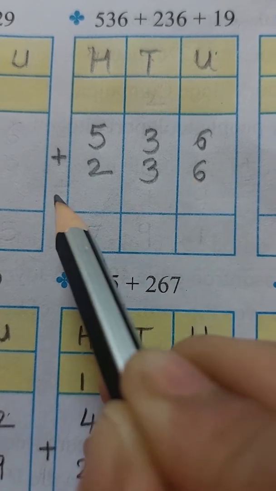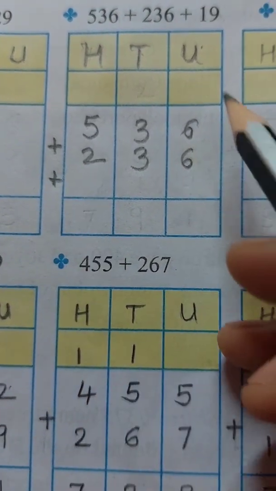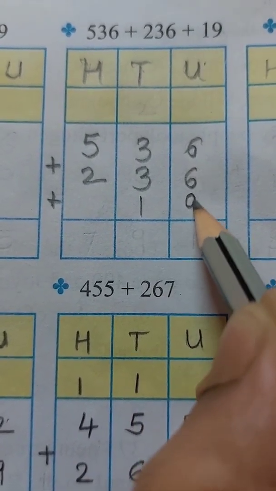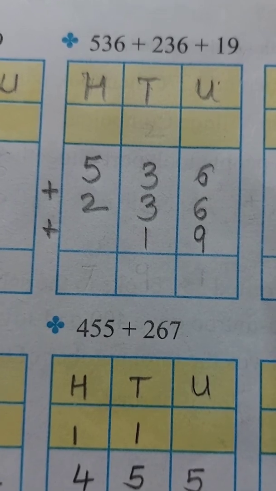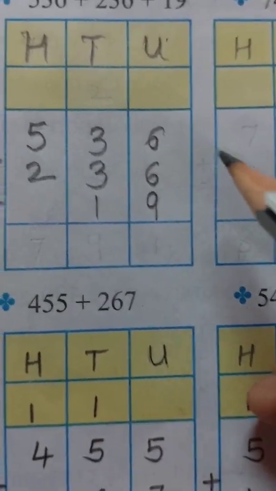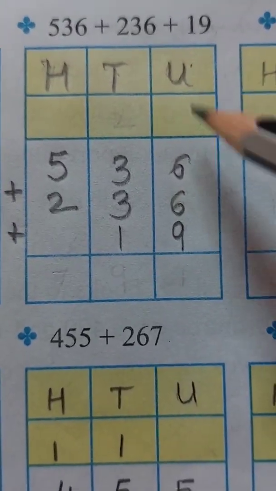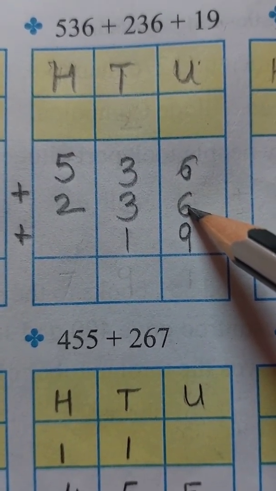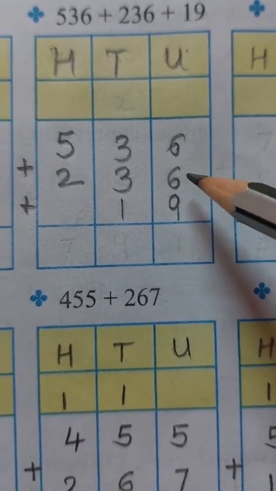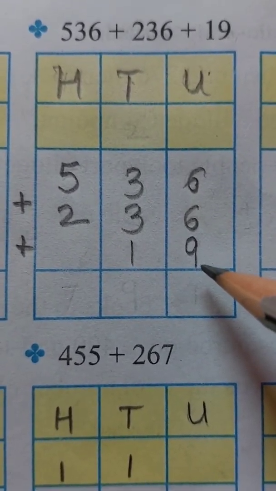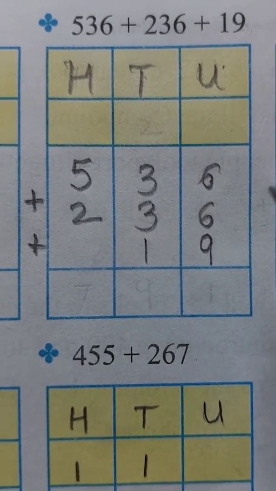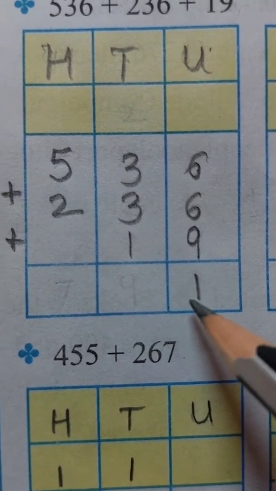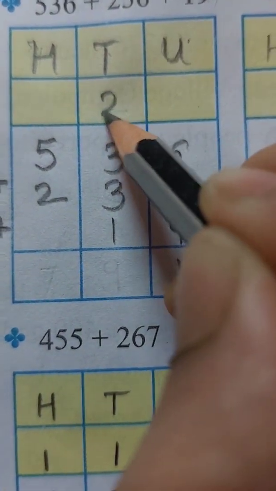Then plus 236. Again plus, because there is one more number, that is number 19. Now it is 2-digit number, so write it in tens place and units place. So now let us count them and add the numbers. First you begin with units place. 6 plus 6. How much is 6 plus 6? 12. Very good. And 12 plus 9. Count and tell me how much is 12 plus 9? It is 21. Very good. So you write 1 in units place and that 2 carry in tens place.